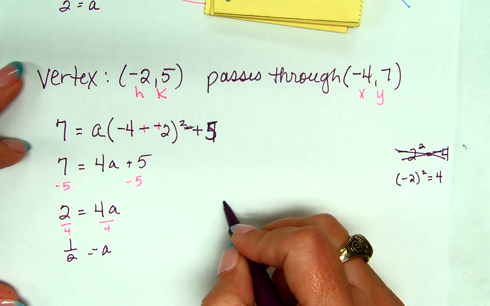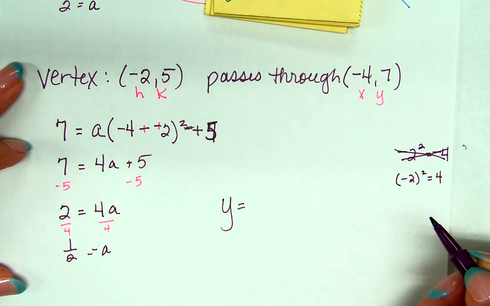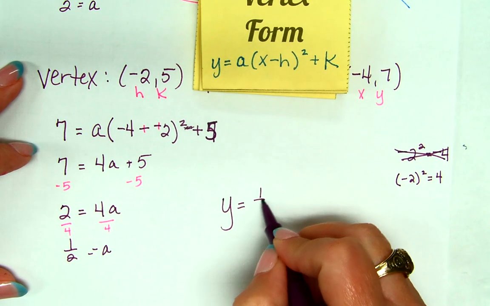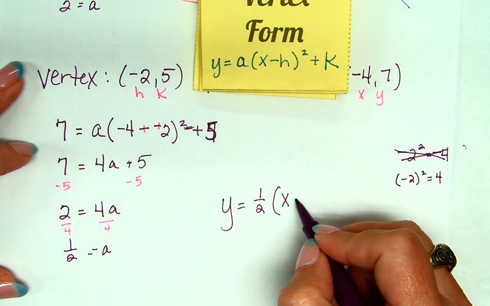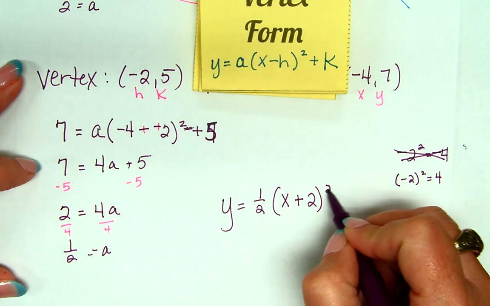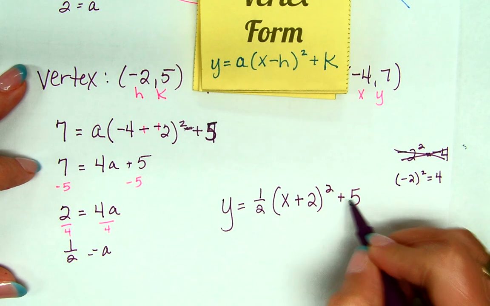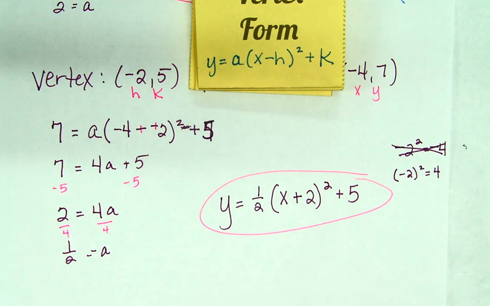Okay, so now we have to write the equation, right? So, y equals, because that's a, right? 1/2 times x plus 2 minus a negative, right, is plus 2 squared plus 5. Okay, so far? Do you need any more of those? So if I give you a vertex and a point that it passes through, you can find it. You can find it? Okay.